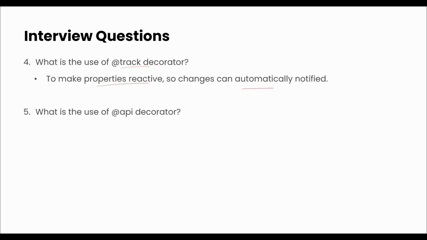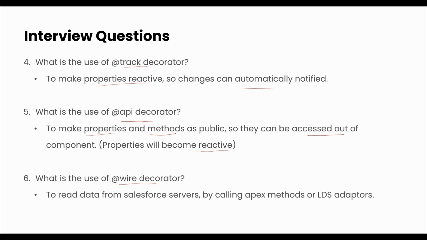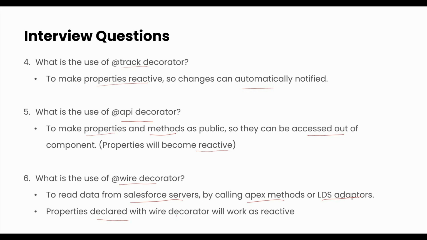Next question we have, what is the use of the API decorator? Then we can say to make properties and methods public, so they can be accessed outside of the component. And the API decorator also makes properties reactive, which means we don't need to add the track decorator separately. Okay. Next question we have, what is the use of the wire decorator? So as discussed, using the wire decorator, we can read data from Salesforce servers by calling Apex methods or LDS adapters. And also, properties declared with the wire decorator work as reactive.